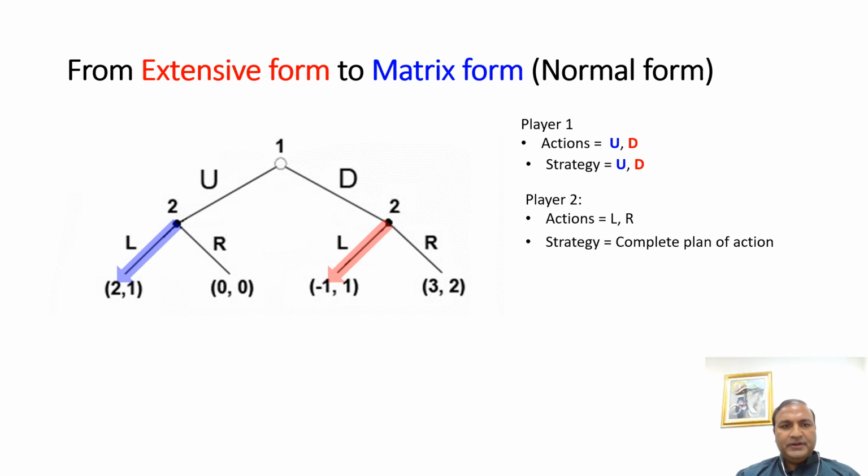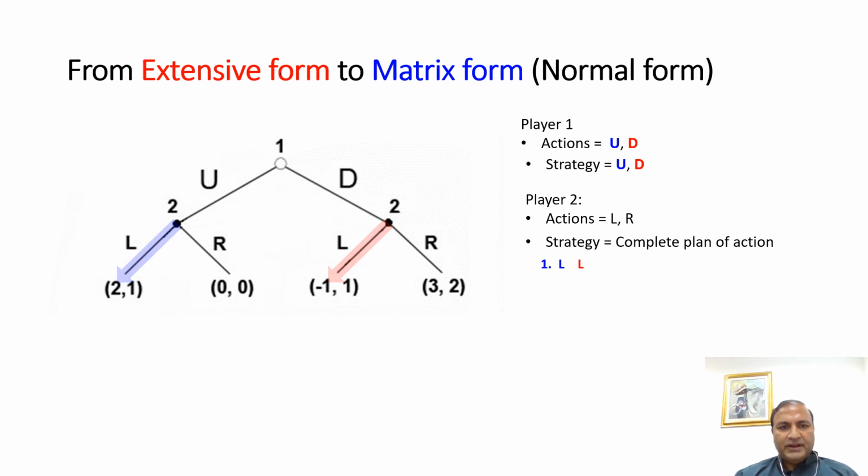So let us take the first possibility. The first possibility is that he chooses L on this side of the game. What does it mean on this side of the game? When player 1 is choosing U, he is choosing L. And then on the other side, if player 1 chooses D, he chooses L. So this is a complete plan of action. This is possibility number 1 for player number 2. He chooses L if the game is here, and he chooses L again if the game is here. So this is the first possibility, L and L. I hope it is clear.